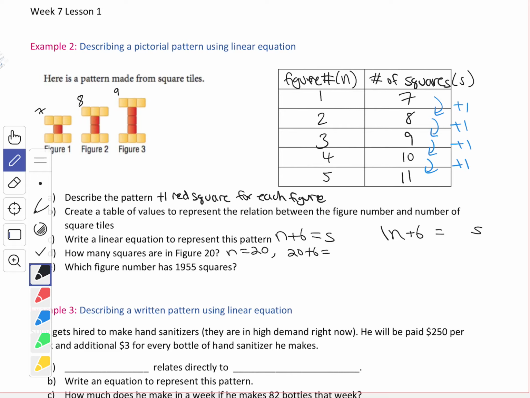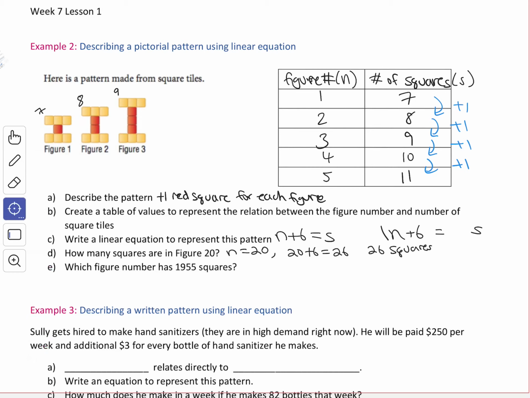So it's telling us that n is equal to 20. So when n is equal to 20, it becomes 20 plus 6 is equal to s, which is 26. So there is a total of 26 squares. Okay, this one you don't have to show your work verifying because it's easy for us to see that 20 plus 6 is equal to 26, right?